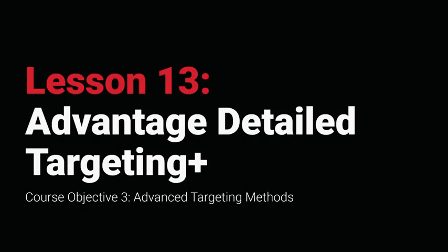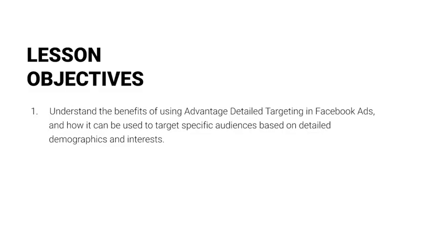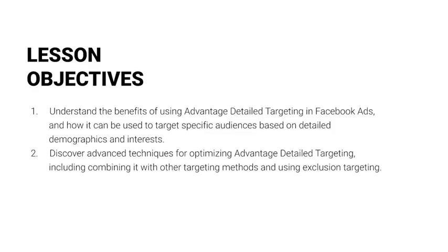Lesson number 13, Advantage Detailed Targeting Plus. So lesson objectives here. Understand the benefits of using Advantage Detailed Targeting in Facebook ads and how it can be used to target specific audiences based on detailed demographics and interests. Also, discover advanced techniques for optimizing advanced detailed targeting, including combining it with other targeting methods and using exclusion targeting.